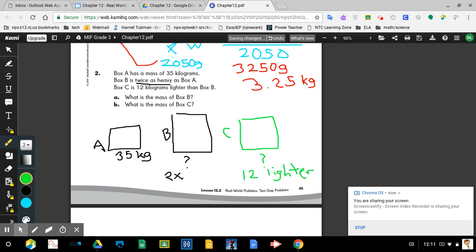So the first thing I have to figure out is the mass of box B. So let's figure that out first. I know B is bigger than A because it's twice as heavy. And if it's 2 times as heavy, I know I need to multiply that by 2. So 35 times 2.